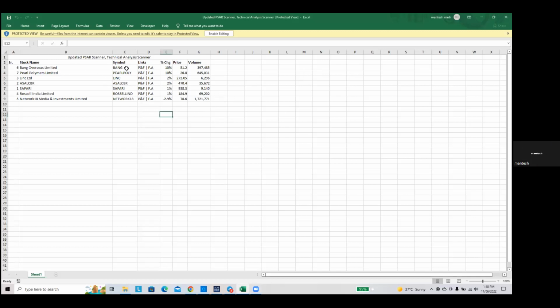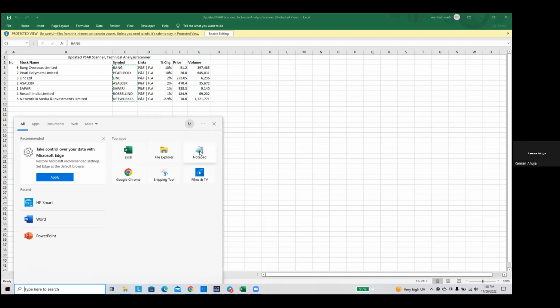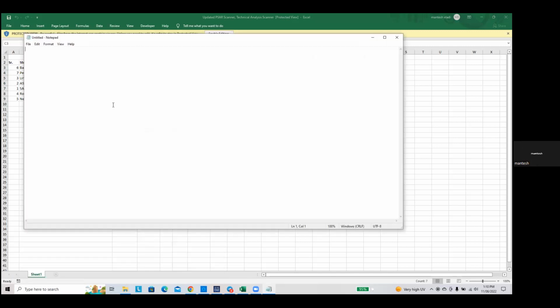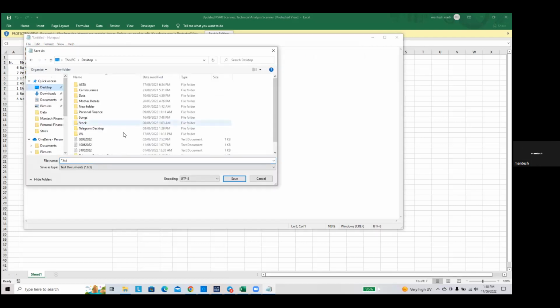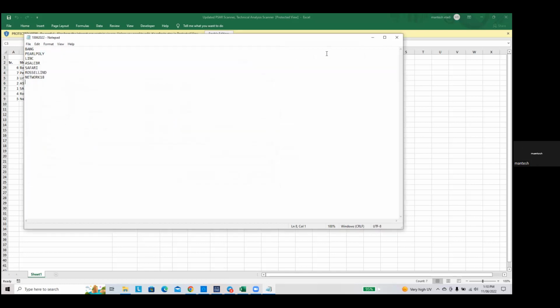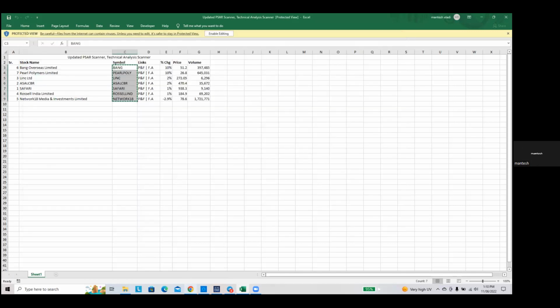So this is the Excel sheet downloaded. You can see here 5 stocks. What you can just do is copy only the symbols, go to Notepad, paste the symbols there, and then save as. I have already saved this one as 10th June, so I will just save it once again. Okay, close it, then straight away go to TradingView.